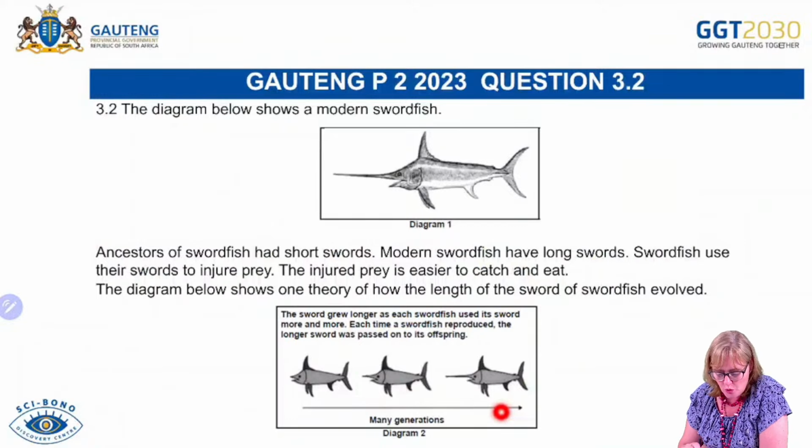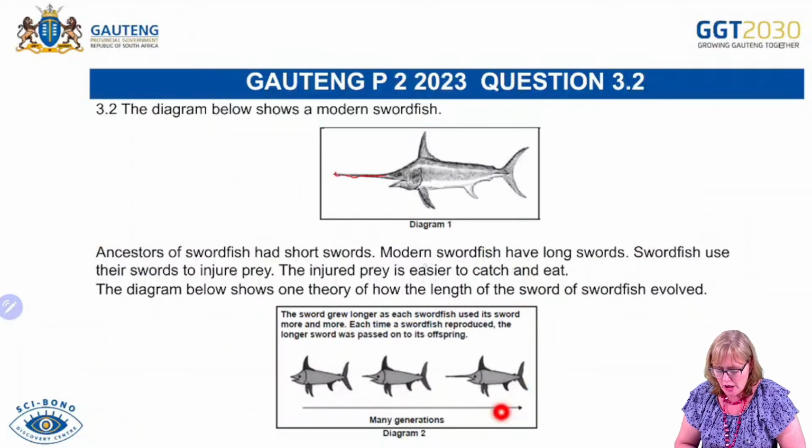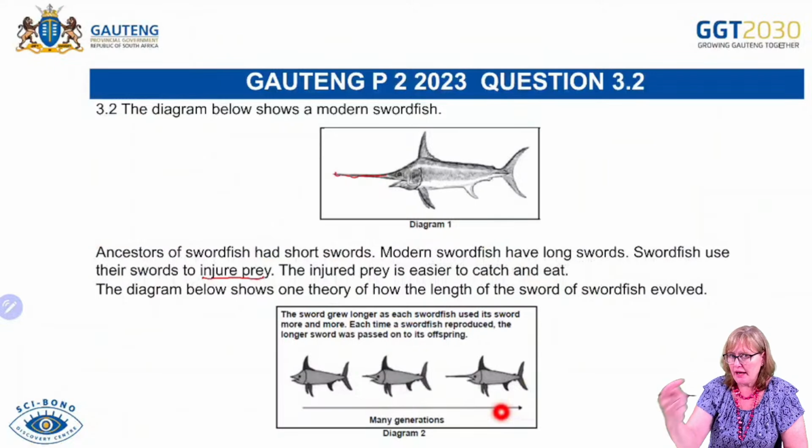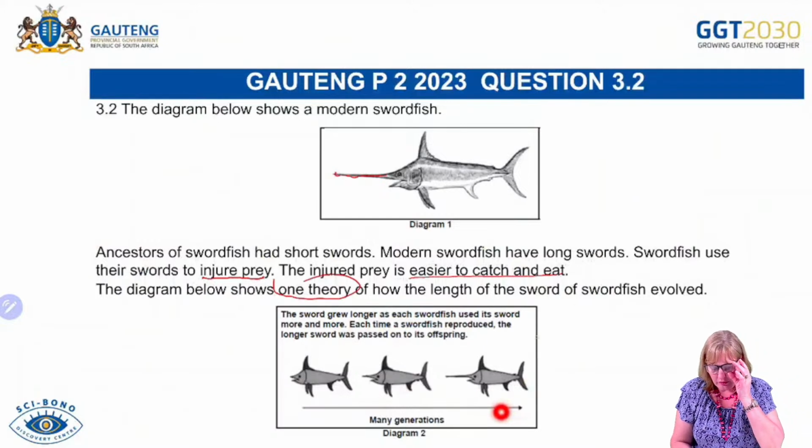So this is a swordfish. They are telling you it's a swordfish because it's got a sword-like nose. Ancestors of the swordfish had short swords. Modern swordfish have long swords. Swordfish use their swords to injure prey. They actually stab them with that, and then they can catch them and eat them. So it's like a weapon they have. The diagram below shows one theory of how the length of the sword of the swordfish evolved.